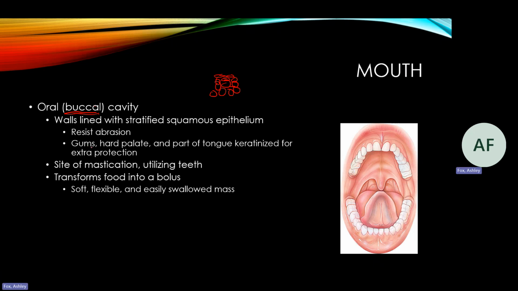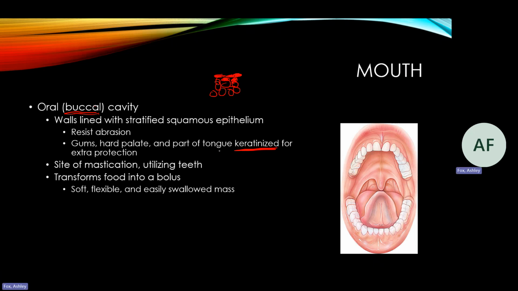Your gums or your gingiva, your hard palate, so the superior part of your mouth that's hard, and part of your tongue is actually keratinized. So remember, keratinized is extra protection, where these top cells are packed, filled with the hard protein keratin to help protect them even further. The rest of it's going to be non-keratinized for moisture purposes, but we have some areas, again, that are keratinized for extra protection.